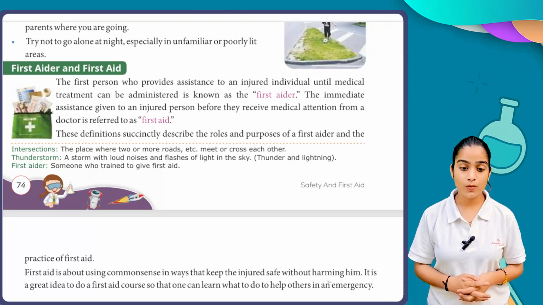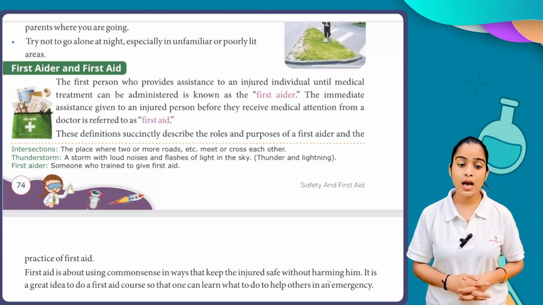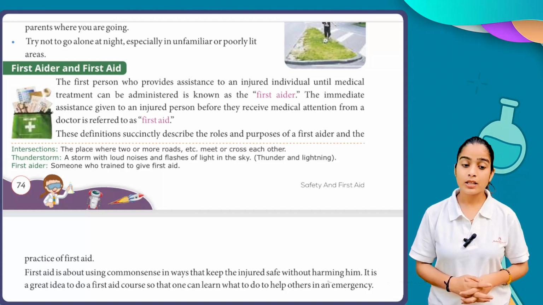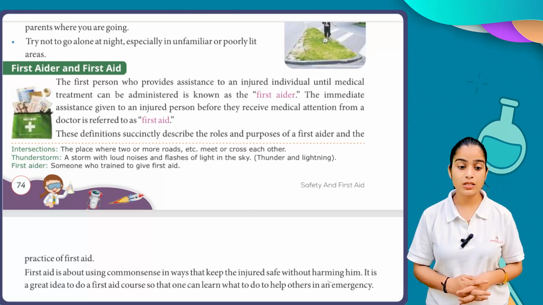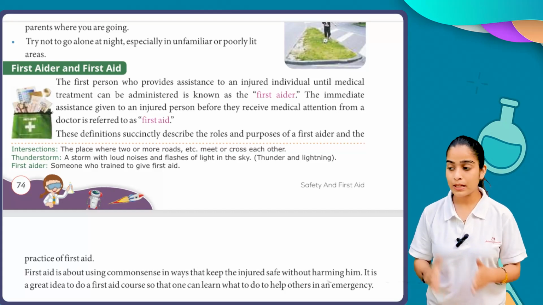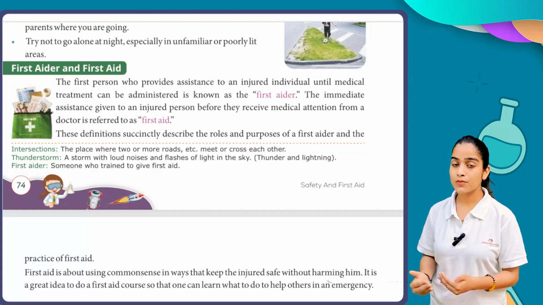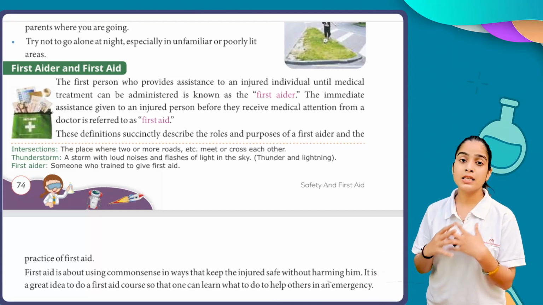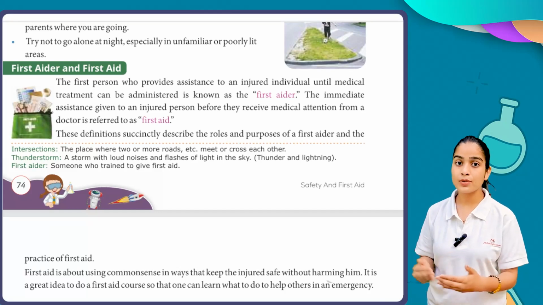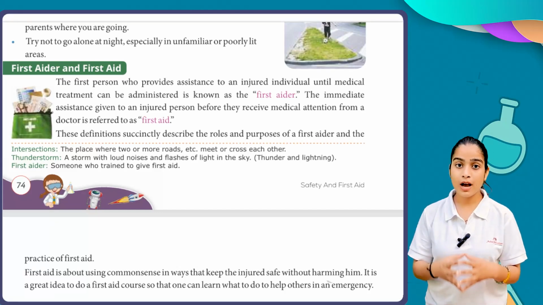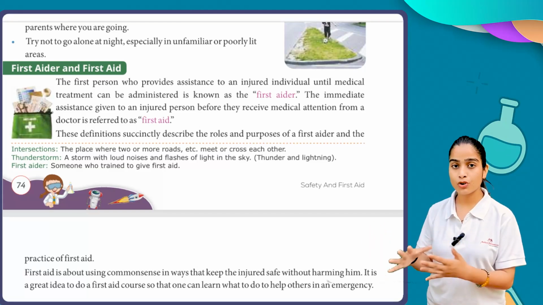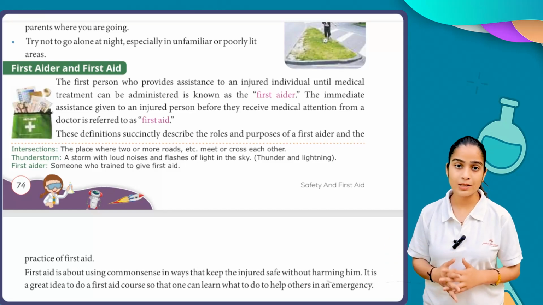The first person who provides assistance to an injured individual until medical treatment can be administered is known as the first aider. The immediate assistance given to an injured person before they receive medical attention from a doctor is referred to as first aid. For example, if there is an injured person and I proceed with some kind of aid to them, I am referred to as the first aider, because I am proceeding with the first aid. The things which we have to do for the injured person when they are far away from a doctor or hospital are referred to as first aid processes.